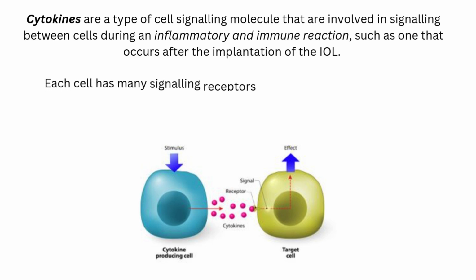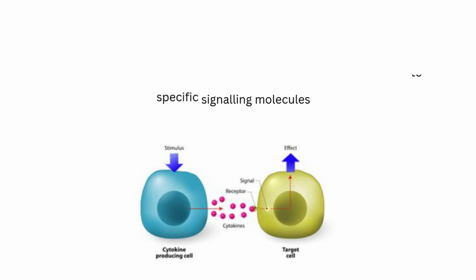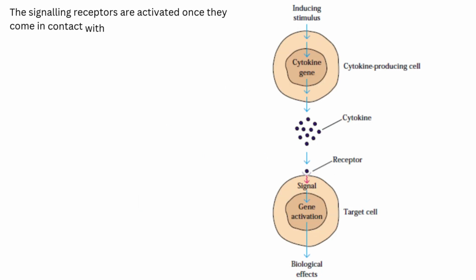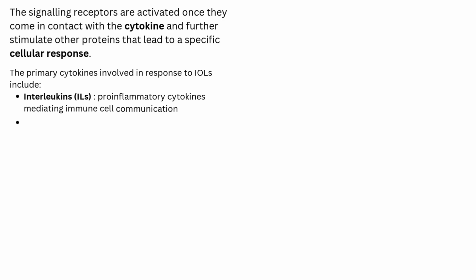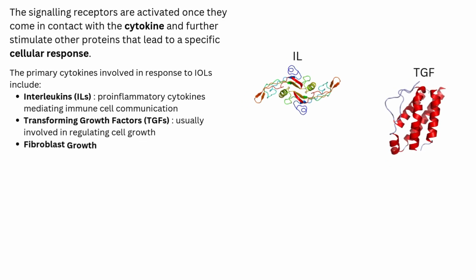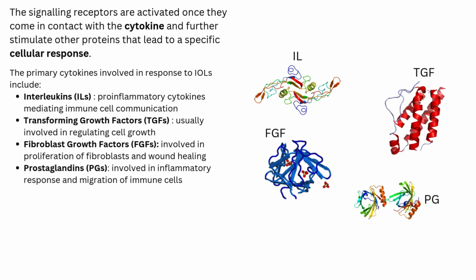Each cell has many signaling receptors on its surface which bind to specific signaling molecules. The signaling receptors are activated once they come in contact with the cytokine and further stimulate other proteins that lead to a specific cellular response, such as stimulating the cell to produce inflammatory mediators or migrating to the site of damage. The primary cytokines involved in response to IOLs include interleukins, transforming growth factors, fibroblast growth factors, and prostaglandins.